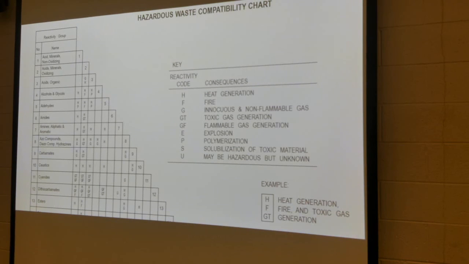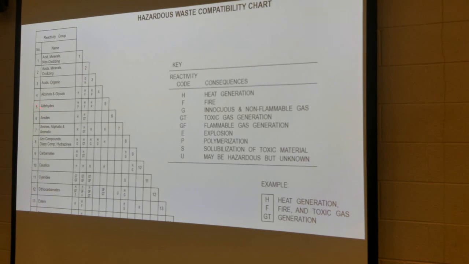Starting from the top, we start with category 1, acid minerals, non-oxidizing. Then you just give it a number 1. All of the later categories are read as, if I mix acid minerals or oxidizing materials, that's code number 2, with code number 1, you read on the columns. Mixing 2 with 1, nothing happens. It's all blank.